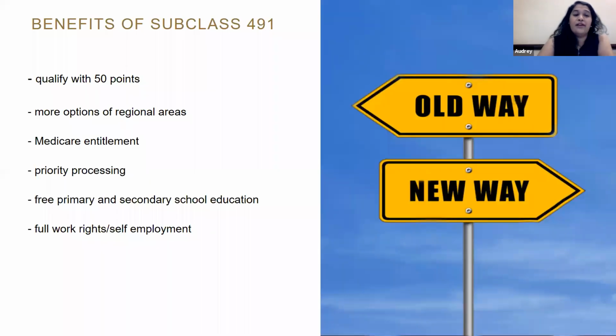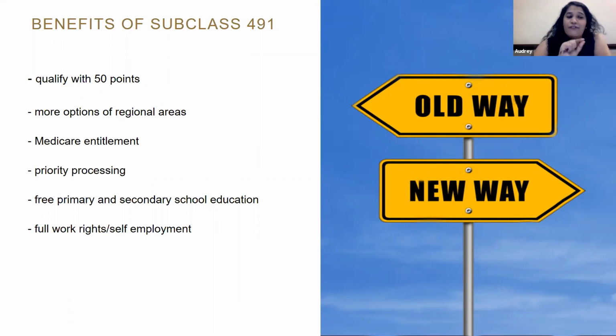Just for you to know a little bit more about this visa, what are the benefits of subclass 491 and why you should apply for it? You can qualify with 50 points, because the nomination from this visa gives you 15 points, making it 65. There are also more options of regional areas. Previously, with the temporary resident visa, you could not stay in Gold Coast, Canberra, or Perth. But when 491 was introduced, the government opened up all these areas. So it's very clear: if you get this visa, you just cannot live and work in Sydney, Brisbane, and Melbourne only.